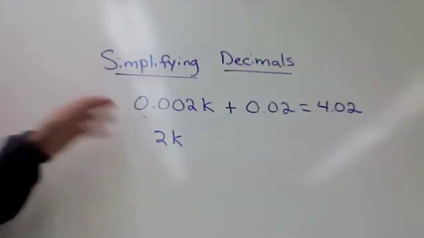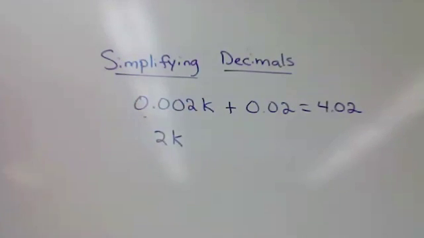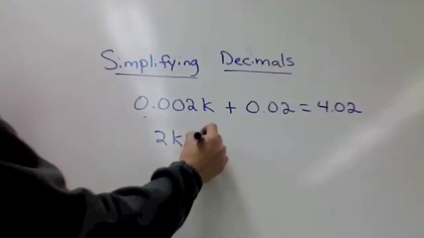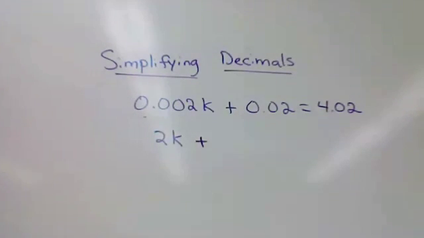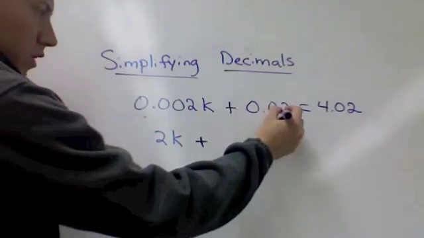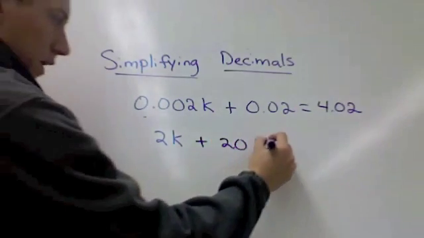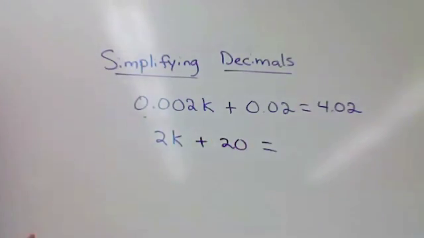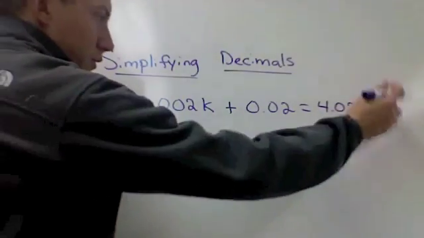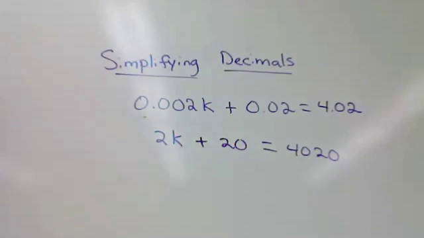Now in order to make that a 2, we had to multiply times 1,000. We had to move the decimal over 1, 2, 3 spots, which we know is 1,000 now. So we're going to multiply 0.02 and 4.02 by 1,000 as well. So we move 0.02 over 3 spots, 1, 2, 3. We're going to get 20. And then we get 3 spots for 4.02, 1, 2, 3. We're going to get 4,020.